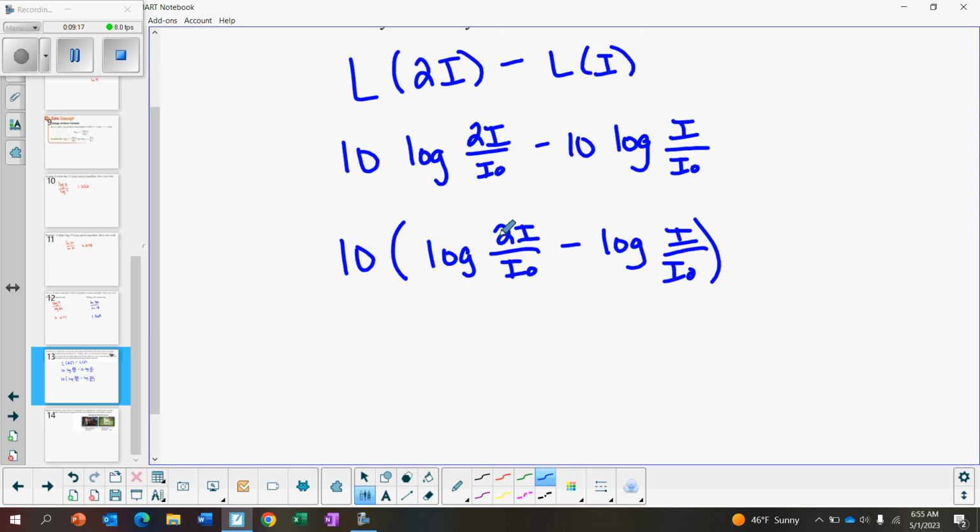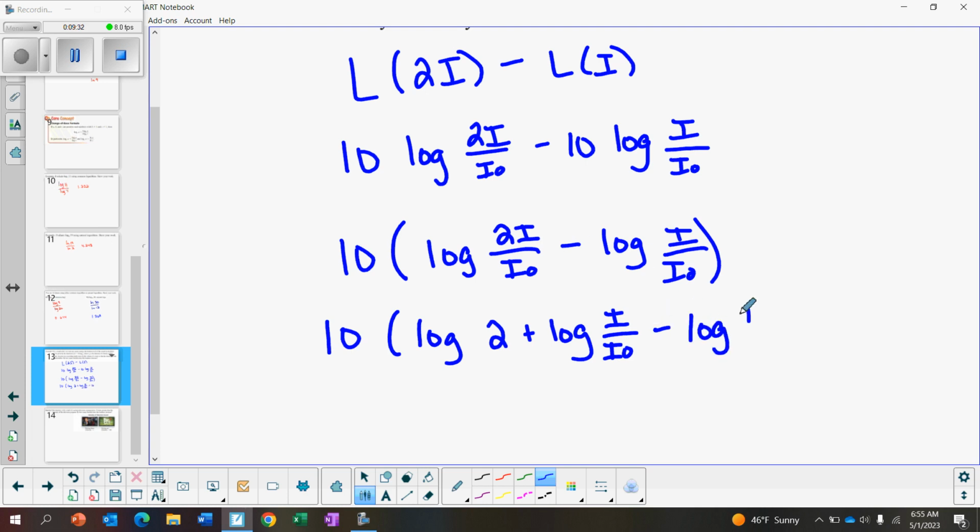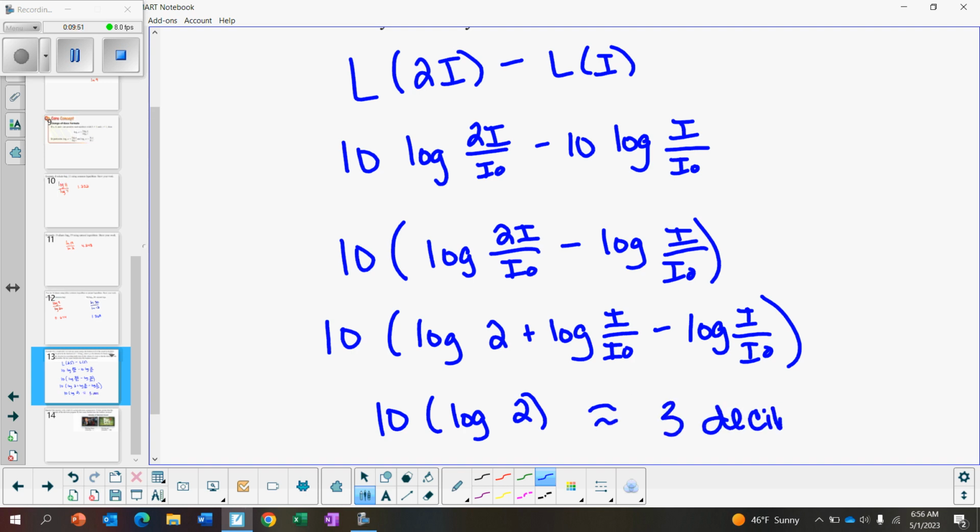And using some of those properties, this is really 2 times I over I sub 0, so I could turn that into plus. So log 2 plus log I over I sub 0, and I still have minus log I over I sub 0. And if you notice, these two are going to cancel, right? They're the same thing. So this turns into 10 times log 2. And this I can evaluate on the calculator, and when I do, I get about 3.01. So my answer is about 3 decibels. That's how much it increased by.